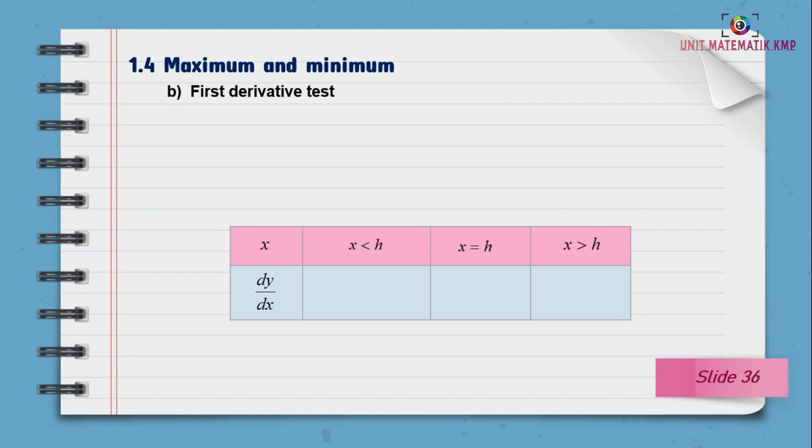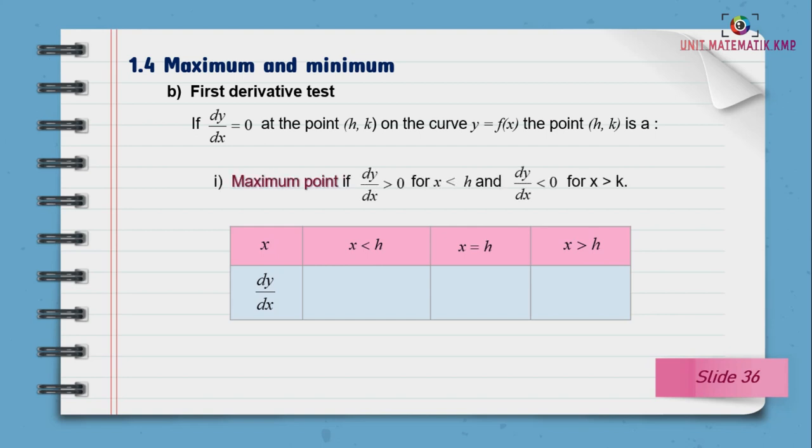Maximum and minimum. By using the first derivative test, we consider if dy/dx equal to 0 at the point (h, k) on the curve y equal to f(x), then the point (h, k) is a maximum point if dy/dx is greater than 0, or positive, for x less than h, and dy/dx less than 0 for x more than h. The conclusion is from this table. dy/dx changes from positive to negative, then the point is a maximum.